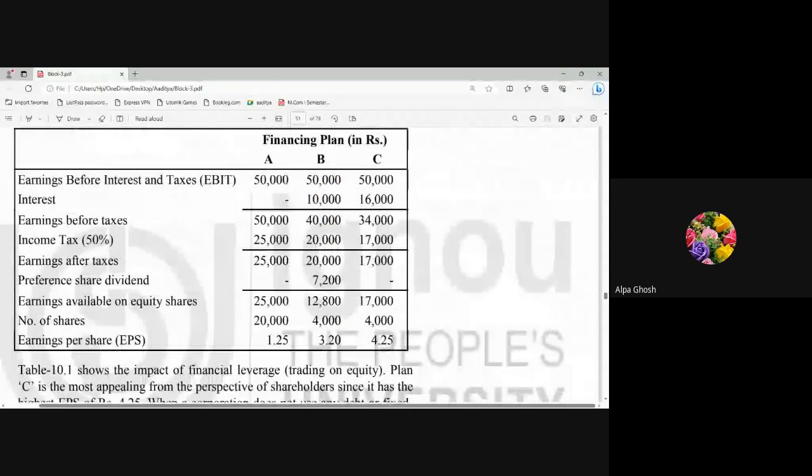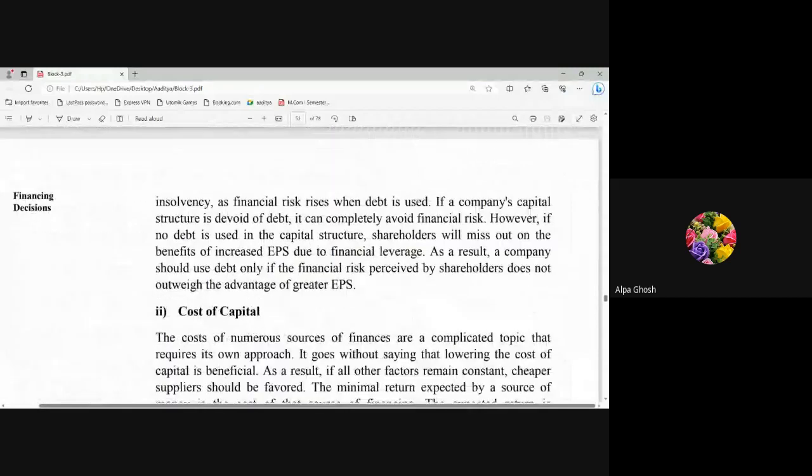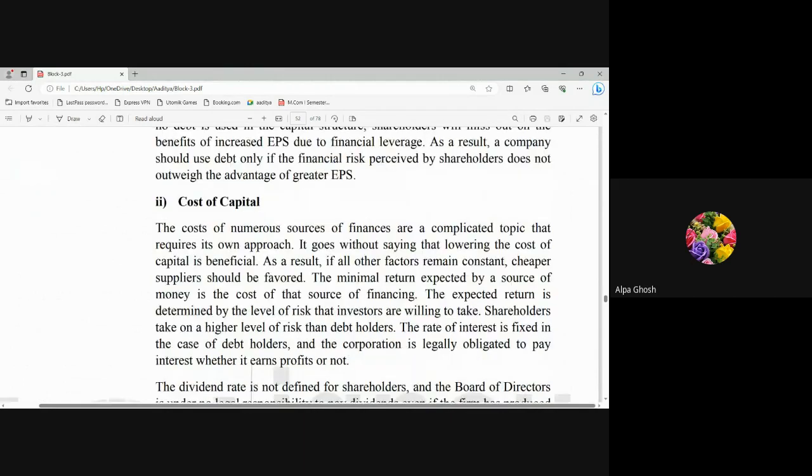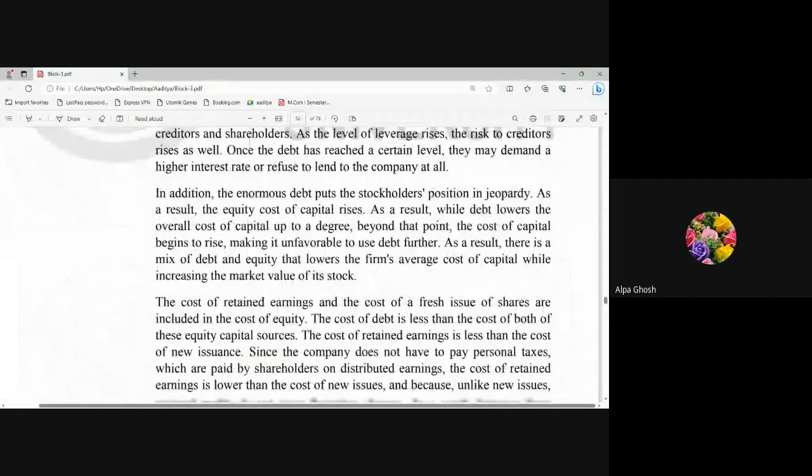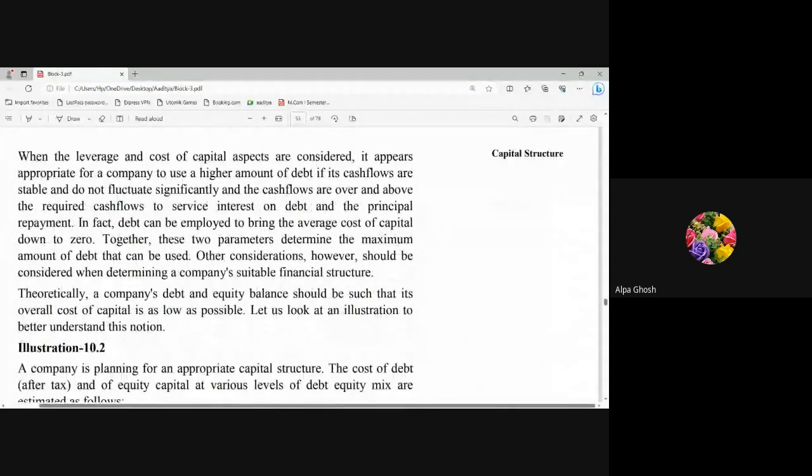The second factor is related to the cost of capital. We should take care of the cost of capital. We should not go for funds whose cost of capital is very high. We should always look for capital whose cost is minimum or low.